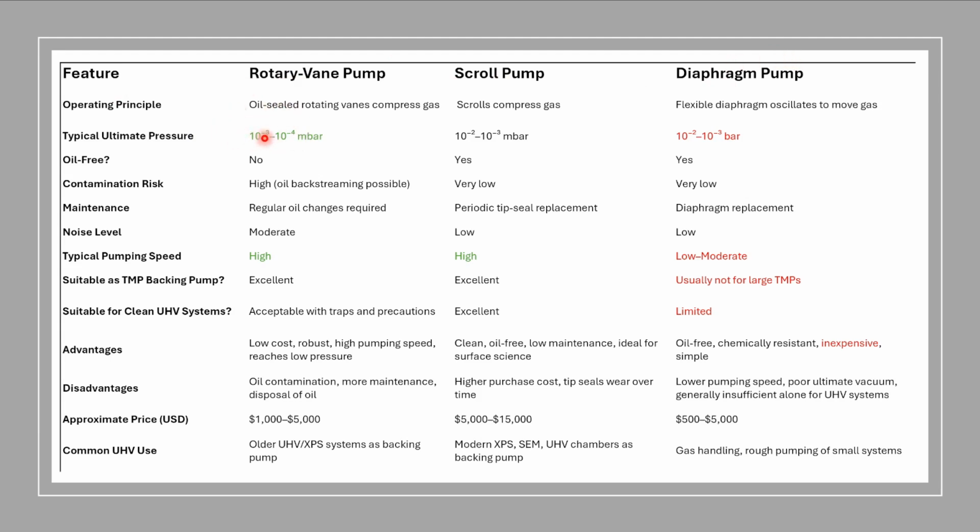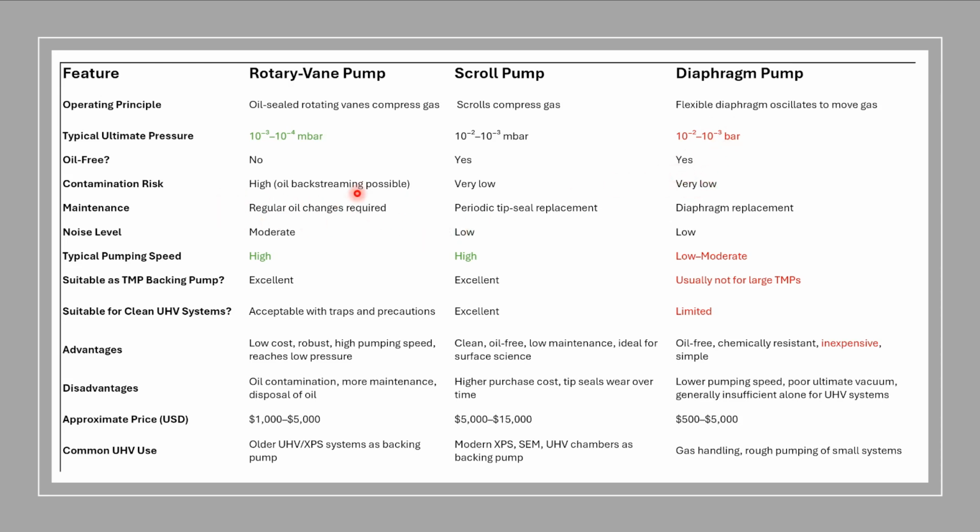ultimate pressure is 10 to the minus 3 to 10 to the minus 4 millibar for the Rotary-Vane pumps. For the scroll pumps, it is around the same, but the diaphragm pump is not good enough for the UHV system since the pumping is not good enough. So Rotary-Vane pumps include oil, but the scroll pumps and the diaphragm pumps do not include oil, so they can sustain a very clean environment for us. There is a contamination risk for the Rotary-Vane pump due to the oil. There is no contamination risk for the scroll pump and the diaphragm pump.